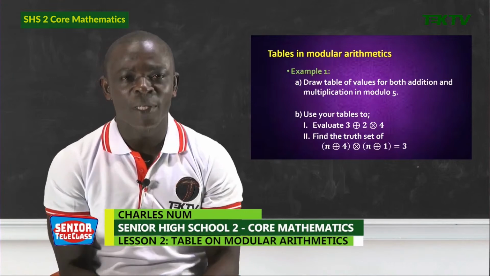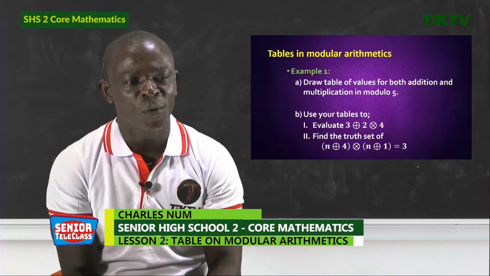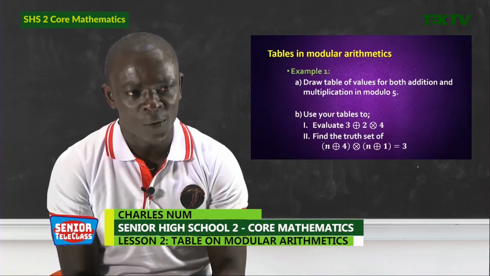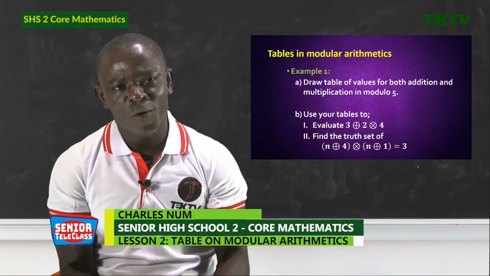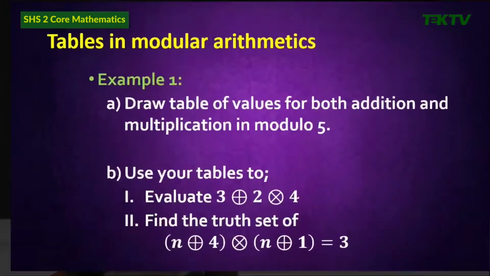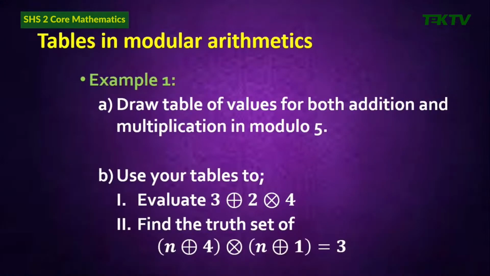Now, we started with the table last time, but we were not able to reach where we were supposed to reach. So let's continue from the table. Tables in modular arithmetics. What do we mean by tables in modular arithmetics? Here, we are going to draw some tables for a given mod. You can be asked to draw a table of values for mod 5. Sometimes you'll be given specific values of mod 5 that you're supposed to use. Let's take a look at the first example.